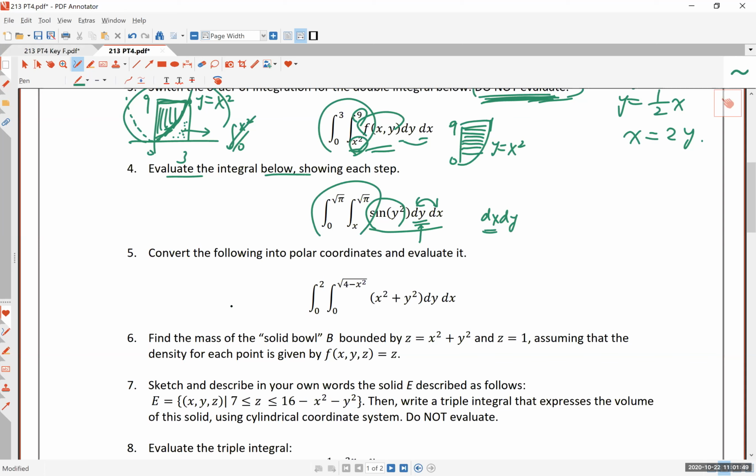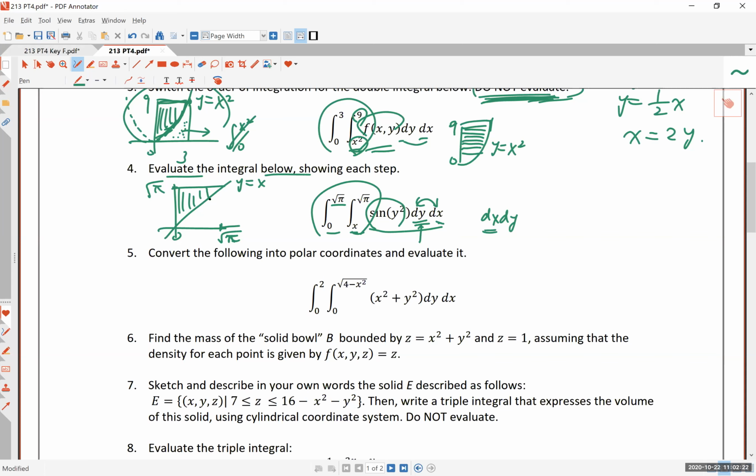And before you switch the order though, you have to know what the thing looks like. Okay, so x goes from 0 to the square root of pi, right? I don't know what that number is, okay? It's less than 3. Okay, and then y goes from x to the square root of pi. So what's y equals x? That's this line, right? So y goes from this to the square root of pi. So it's going to be this part. That's the region that I should be thinking about.